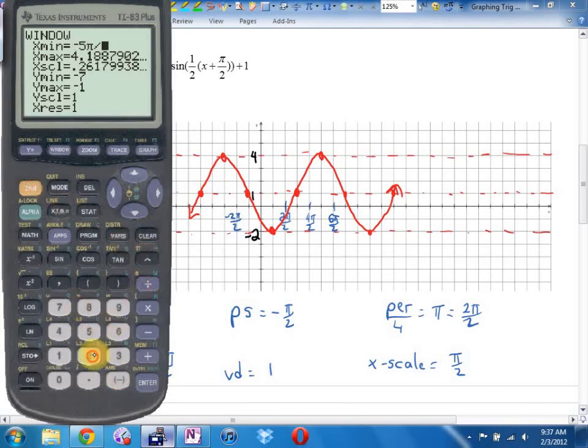Scale, pi by 2. How low does my graph go? I'll go negative 3 just so I have it a little more centered. How high does my graph go? And what would you think I would pick? How about 5? Scale of 1 vertically works. Moment of truth. Let's find out.